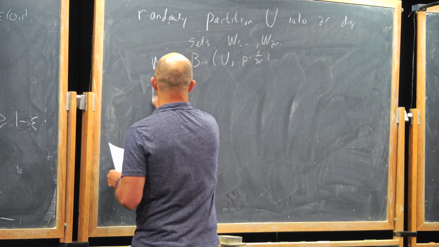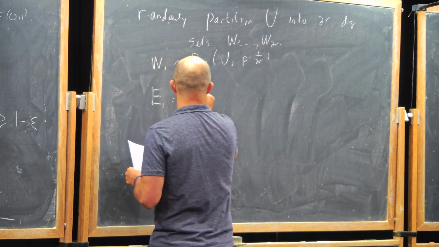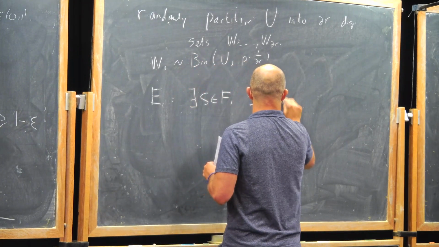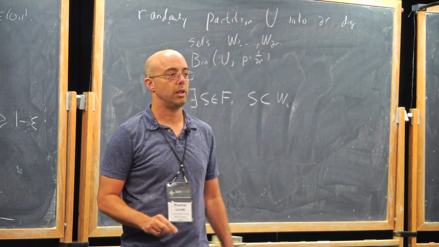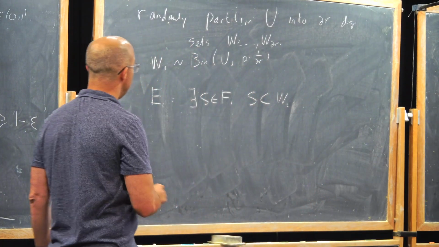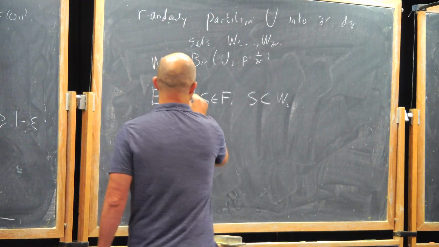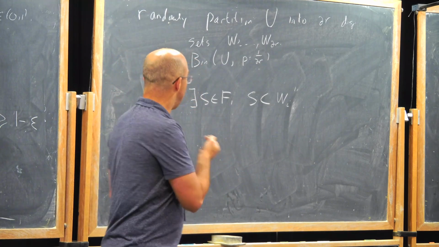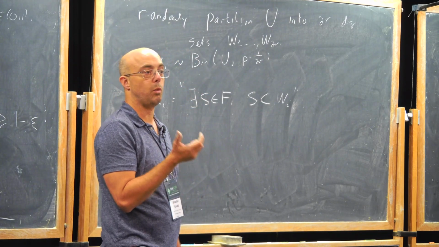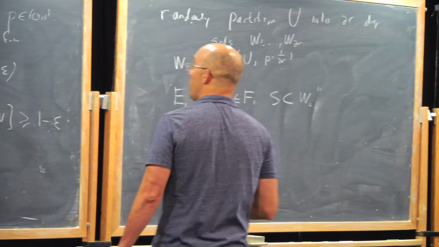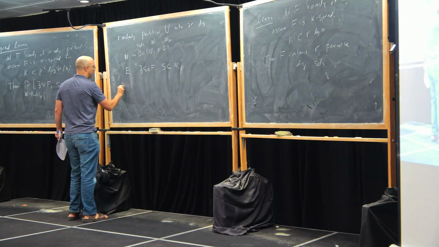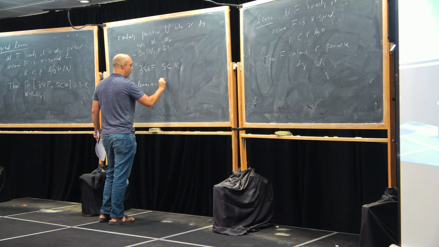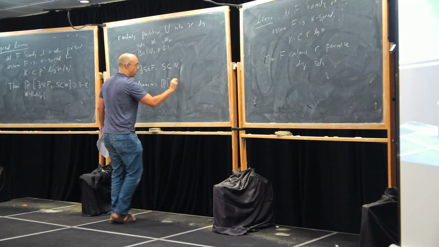And let's define the following event. Ei is going to be the event that there exists some set in my family that is completely inside Wi. You can think about this as a random coloring with 2R colors. This says that for color i, there is a set in my family that is monochromatic with color i. And I'm claiming that the spread lemma tells us that the probability of each individual Ei is at least a half.